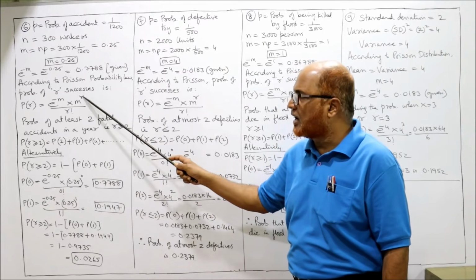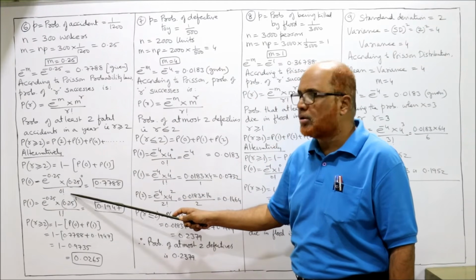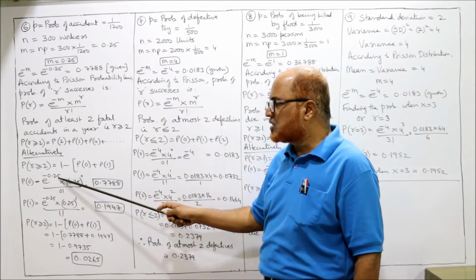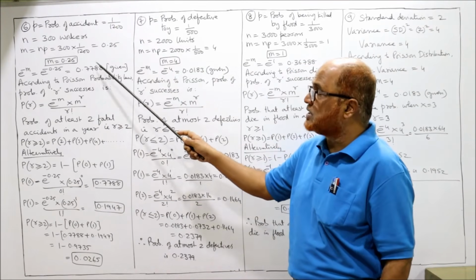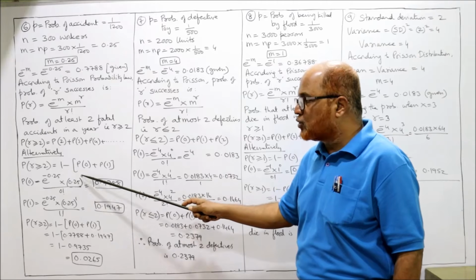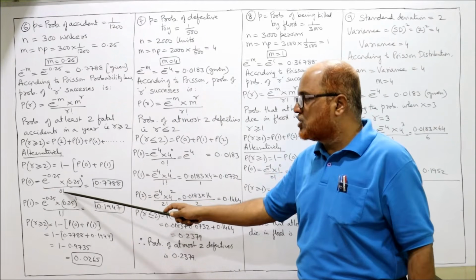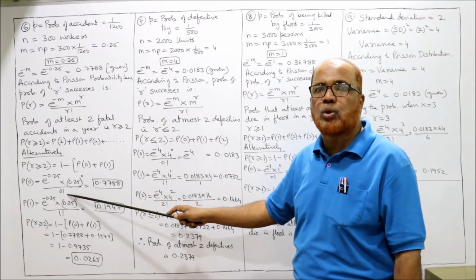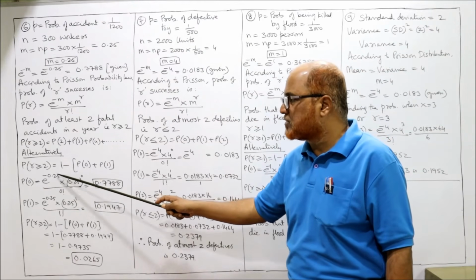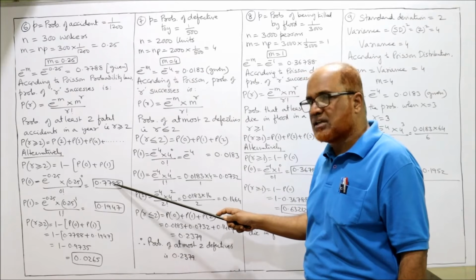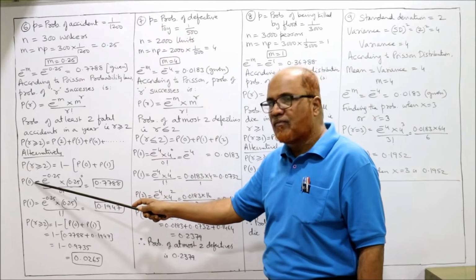In place of R I am substituting 0. So e to the power of minus 0.25, the value is already there: 0.7788. 0.25 to the power of 0, anything raised to the power of 0 will be 1, and 0 factorial is also equal to 1. So that means e to the power of minus 0.25, which is 0.7788. This is the value of P of 0.